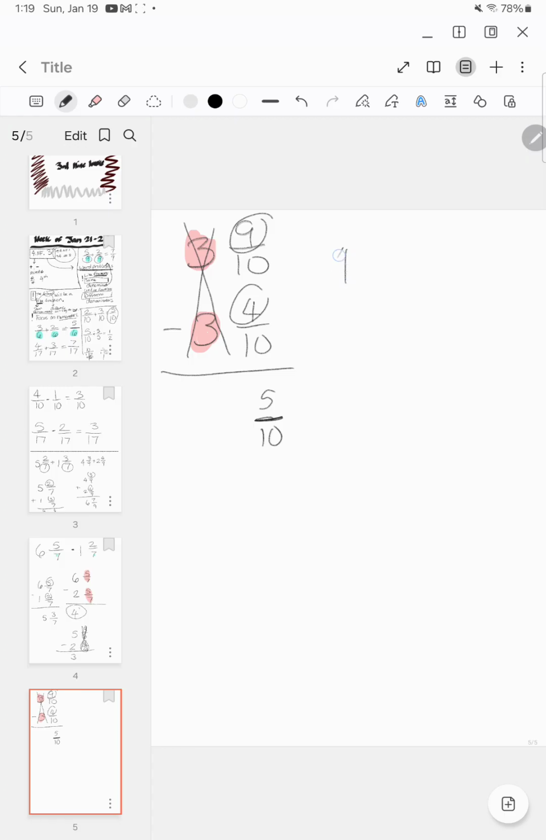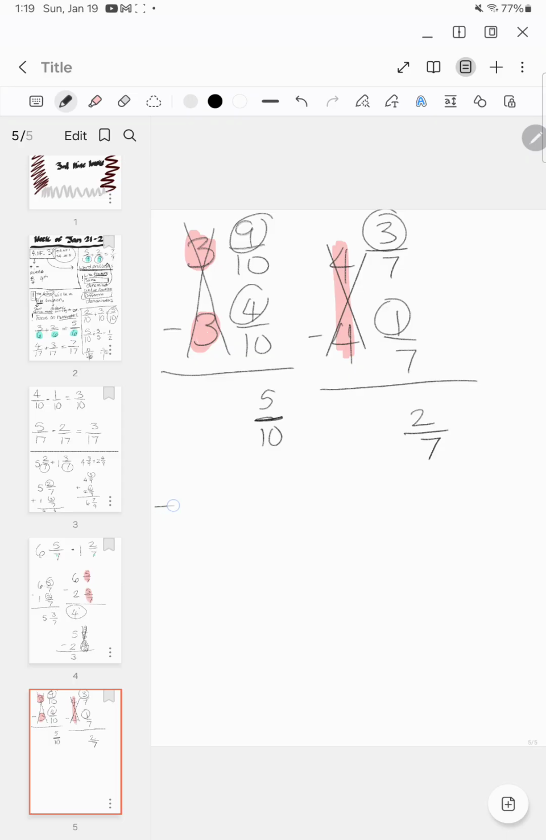I'll do another one. 4 and 3/7 minus 2 and... let me try to see what... okay, 4 and 1/7. Again, these wholes are exactly the same, and they're actually going to cancel each other out. So I just do the fraction, and 3 minus 1 is 2. So the answer would end up being 2/7. So I've talked about that, which to me is fairly easy if you just pay attention.